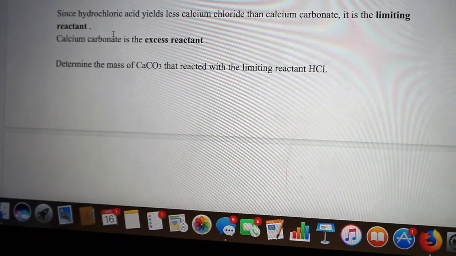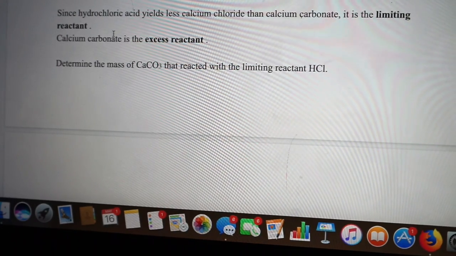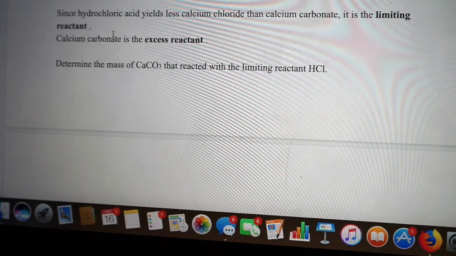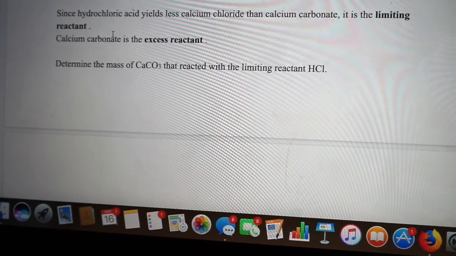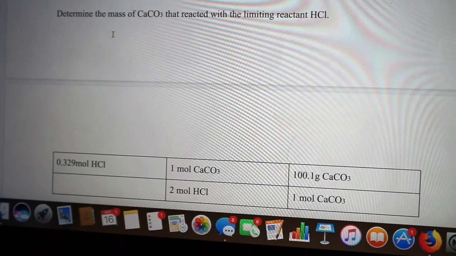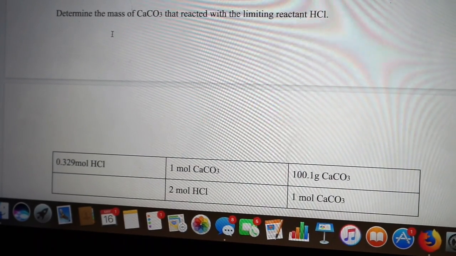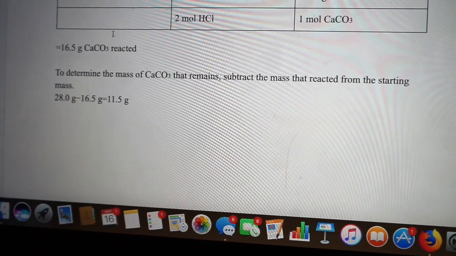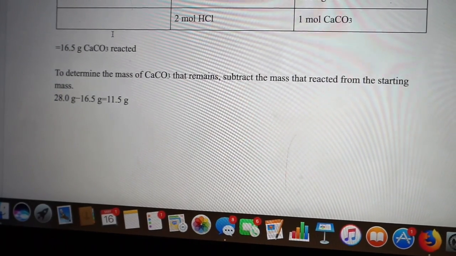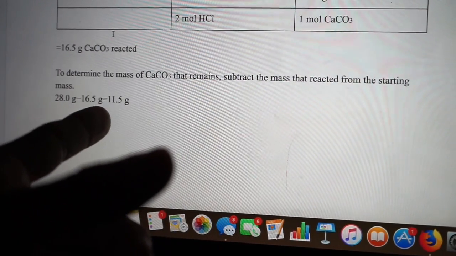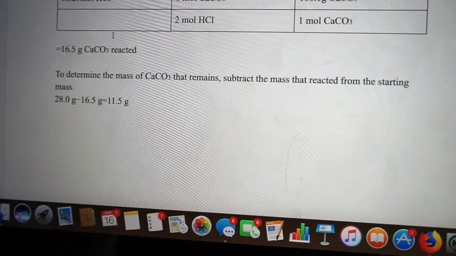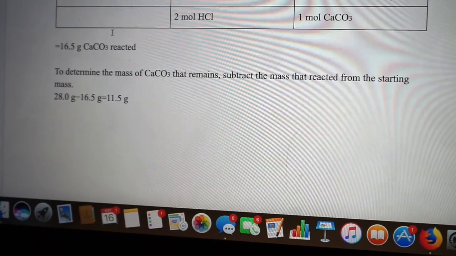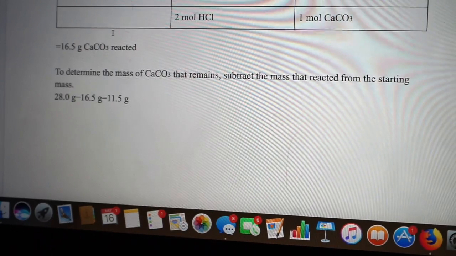So after that, we determine that hydrochloric acid yields less calcium chloride than calcium carbonate and is the limiting reactant. So this makes calcium carbonate the excess reactant. Then we determine the mass of calcium carbonate that reacted with the limiting hydrochloric acid, and then we use that to determine the calcium carbonate left over, which was the pre-mentioned 11.5 grams. So this kind of indicated to us that calcium carbonate would always be left over and always be in excess.